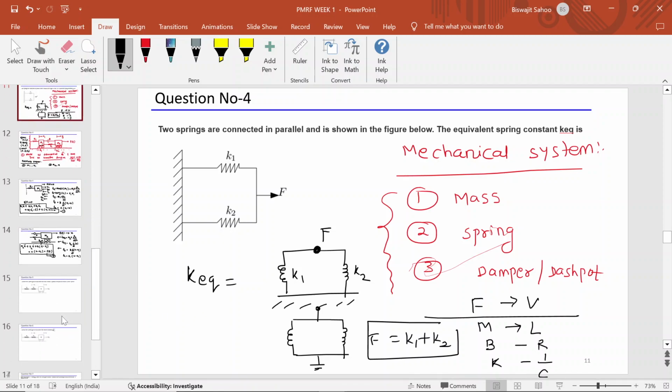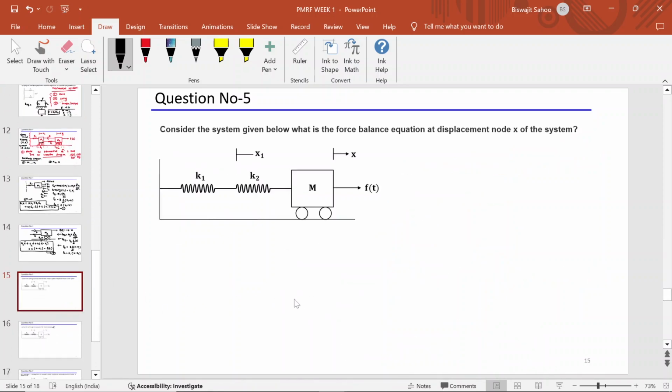Now, let me go to the question which I wanted to solve. Okay. This is the question. This one is an important question. Question number 5, please read the question. Question number 5 is a similar question. Consider the system given below. What is the force balance equation at displacement node X? He is asking us to find a differential equation at node X.